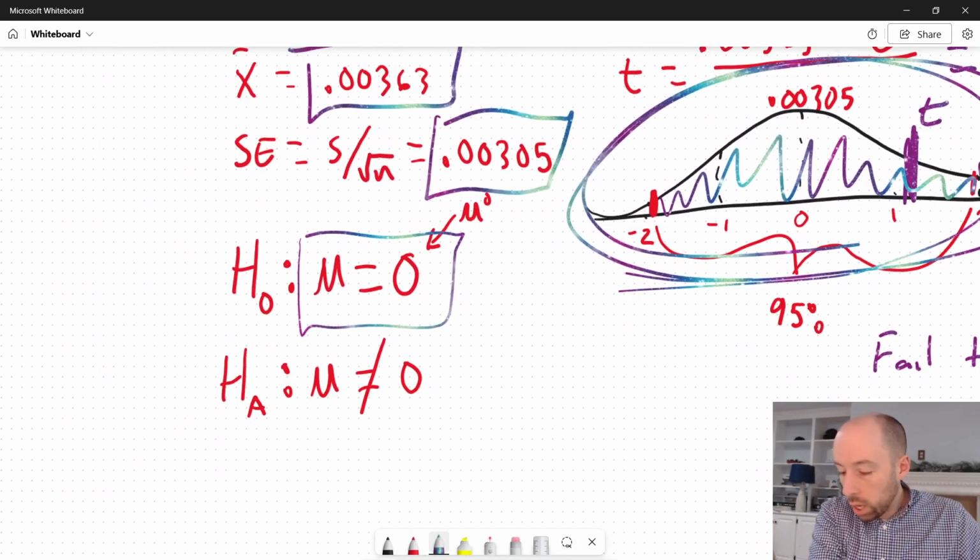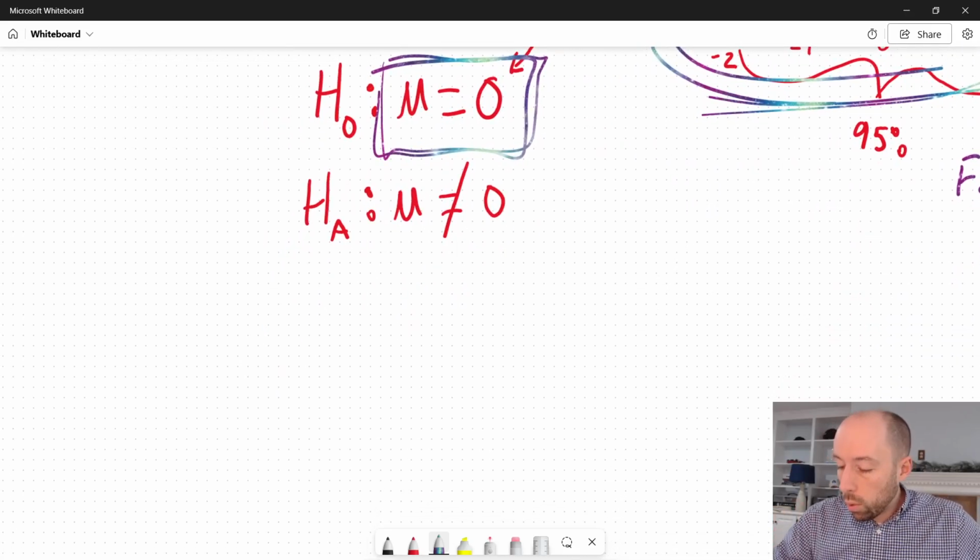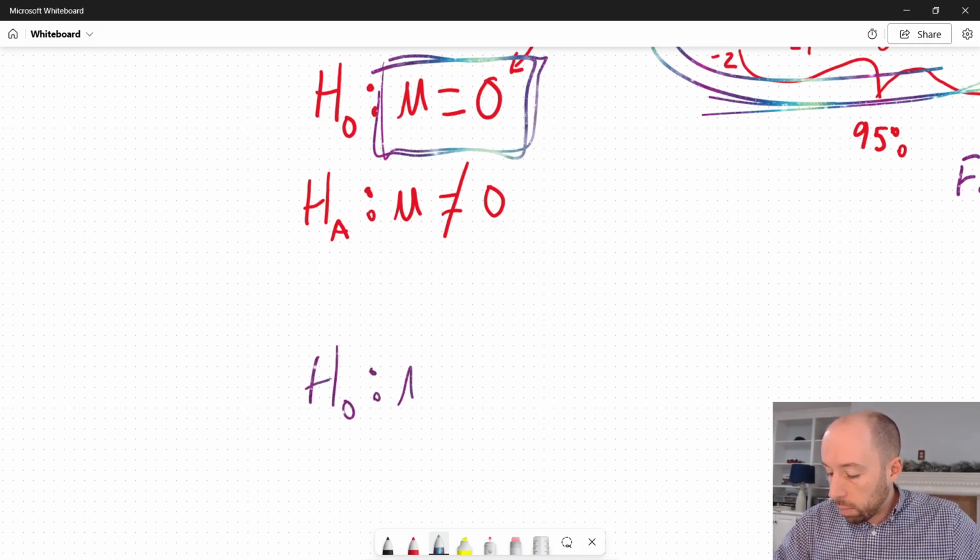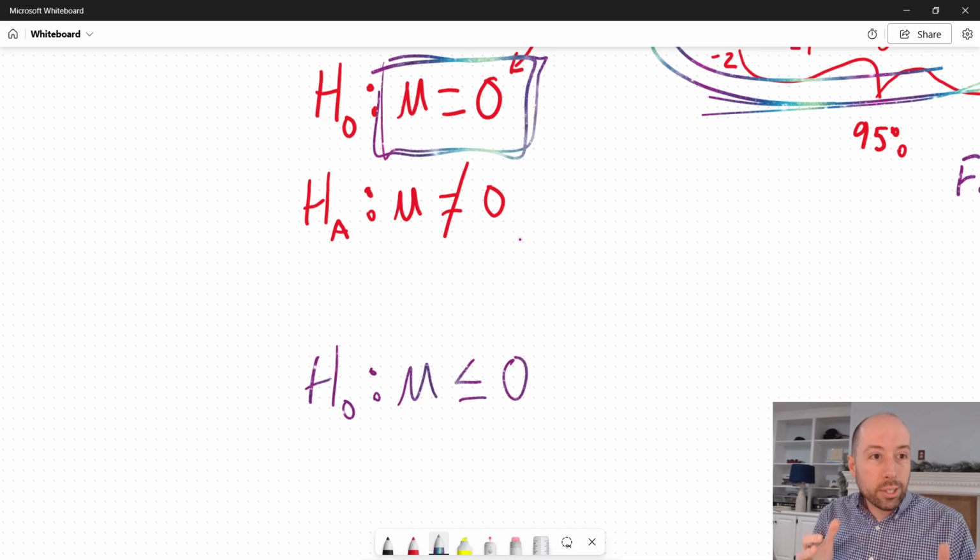Interestingly, Excel does not care as far as putting it into this function whether your null hypothesis is that mu is equal to 0 or whether your null hypothesis in the one-sided case is that mu is less than or equal to 0. You'll notice I can do one-sided null hypotheses as long as equality is here. Equality always goes in the null.